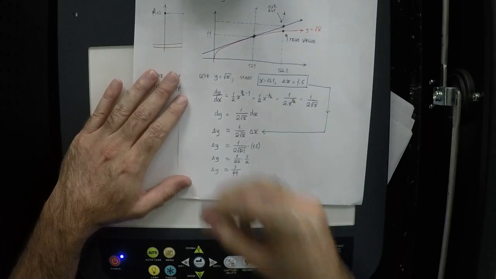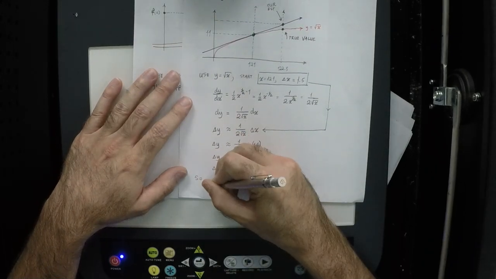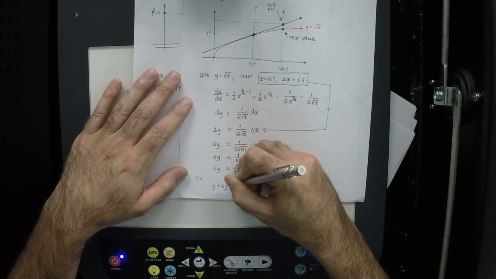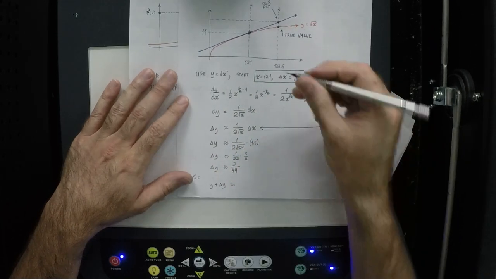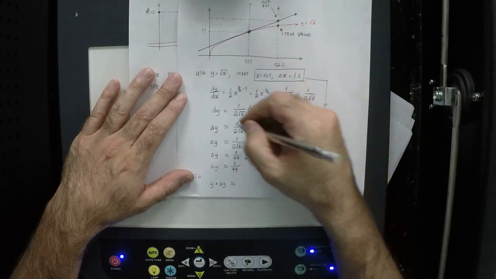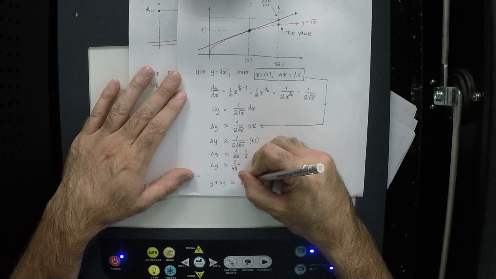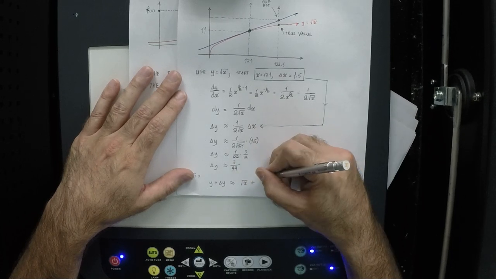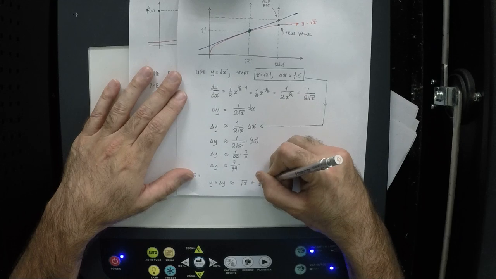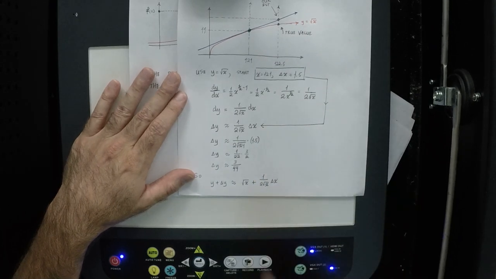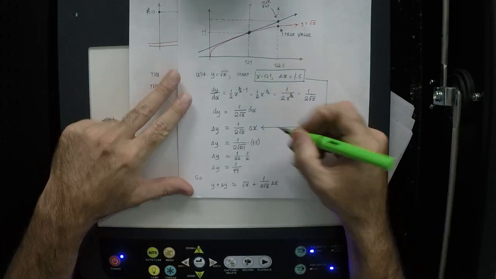So the answer is y plus delta y is approximately, well, that would be taking all of this, so that would be square root x plus 1 over 2 square root x delta x, which is just to say now we're taking all of this data and doing it again, if you like.